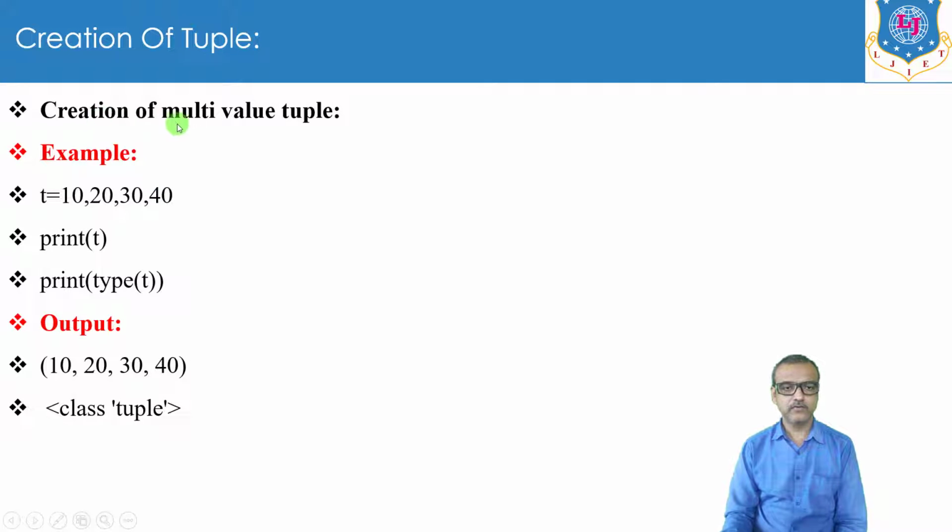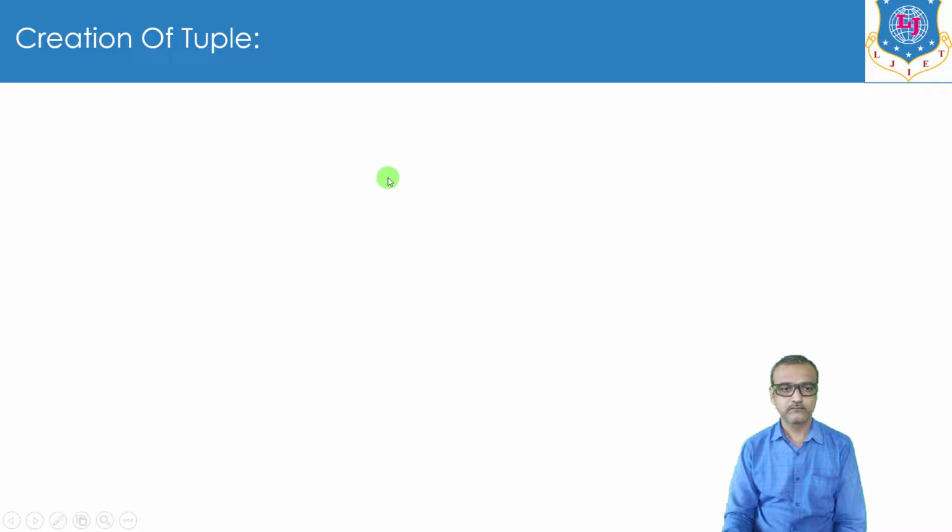Now we will see creation of a multi-value tuple. For example, in variable t we are going to write different values. Over here we have written 10, 20, 30, 40. In this way we can create a multi-value tuple. Print of t, then print of type of t. So what is the output? For print of t we have these elements in parentheses, that is 10, 20, 30, 40. And what is the print of type of t? That is nothing but class tuple.